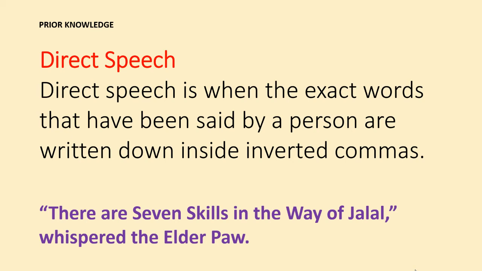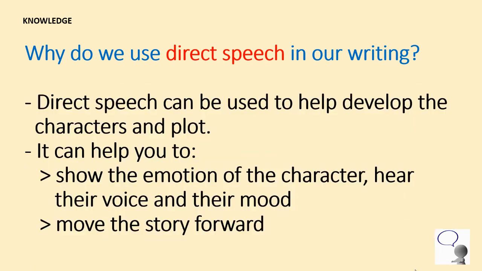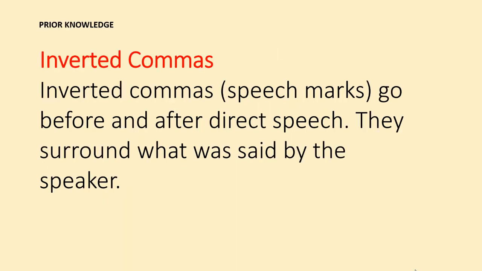So here we have, "There are 7 skills in the way of Jalal," whispered the elder poor. The direct speech, what he actually said, was, there are 7 skills in the way of Jalal. And we use direct speech in our writing to help us develop the characters and the plot. We can show the emotion of the character, hear their voice, hear their mood, and we help to move the story forward. And it's really important that it's correctly punctuated so that our reader knows that it's speech and it helps the reader really understand what you're writing about.